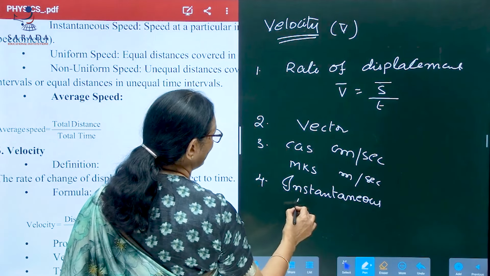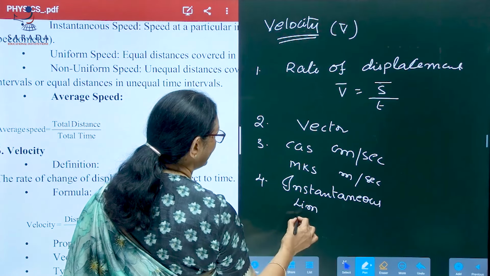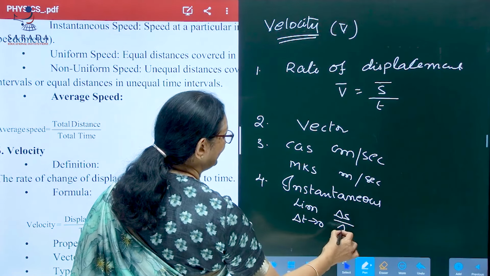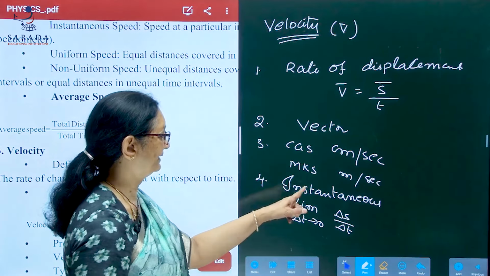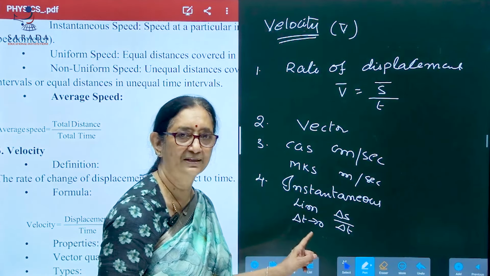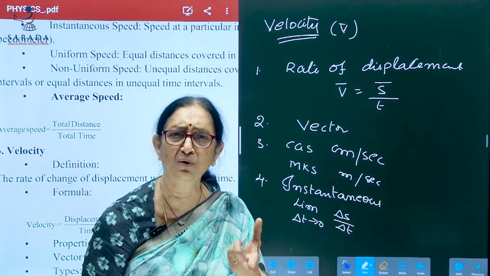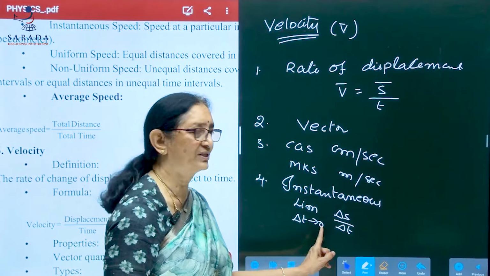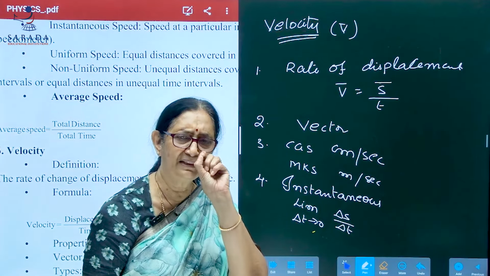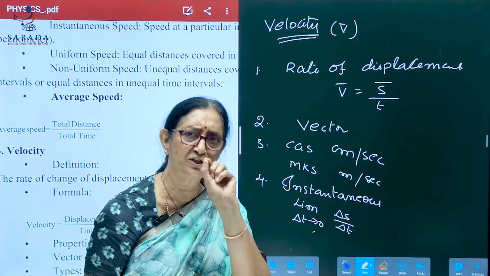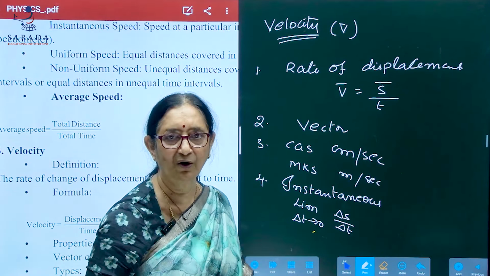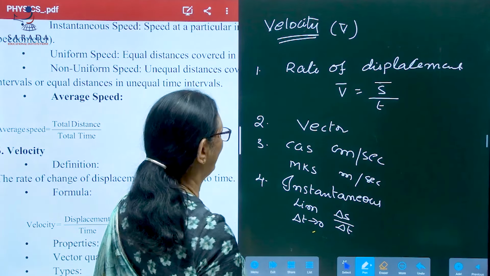Mathematically, it is represented like this: limit delta t tends to 0, delta s by delta t. That is the mathematical representation of instantaneous velocity. The time interval is so small that it almost tends to 0 but is not equal to 0. So, in that very short time interval, the displacement by time interval is called instantaneous velocity.